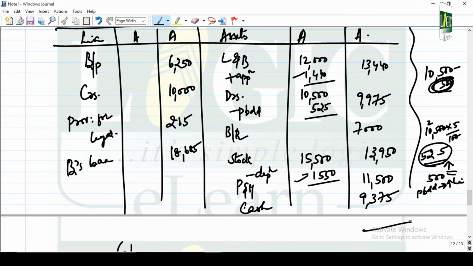So let us see whether the balance sheet tallies. So 9,375 you incorporated. So 13,440 plus 9,975 plus 7,000 plus 13,950 plus 11,500 plus 9,375 gives you 65,240.